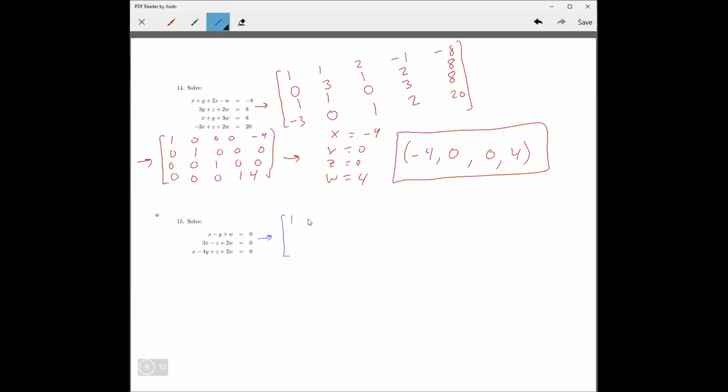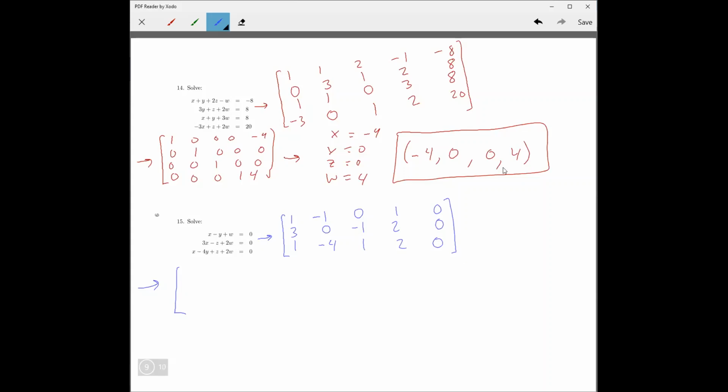So 4 variables. For the first equation, the Z is not there, so you put a 0 in the Z spot and a 1 in the W spot, and then 0 for the right-hand side. The second one, 3x, there's no y. So you have a -1 on the z, 2 on the w, 0. The third equation, 1, -4, 1, 2, 0, like that.